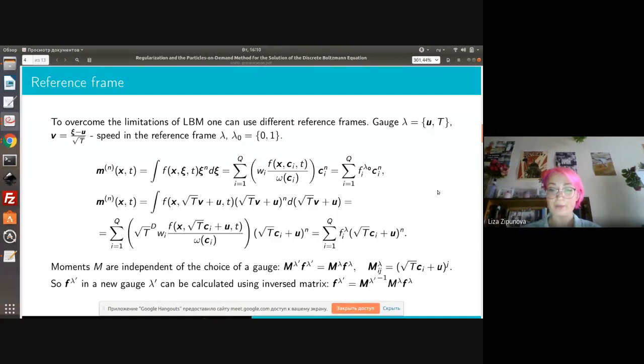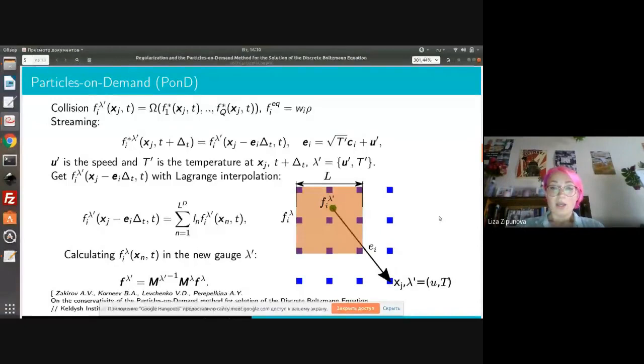From the first two equations, one can obtain an equation in matrix form. So discrete distribution functions in a new gauge can be calculated by multiplying both sides of the equation by the inverse matrix. In the particles on demand method, there are two phases in each time step, streaming and collision. Let's look at the streaming step in more detail. For each time step T, for each mesh point X, for each distribution function, we stream the distribution function from the point corresponding to velocity e_i.